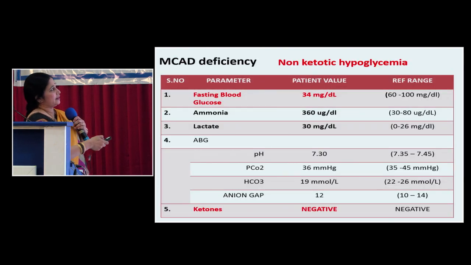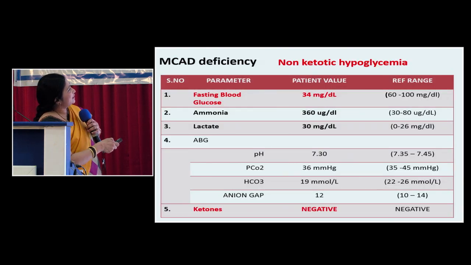So this is the last slide. Here, in GALAC, what do you find? Blood glucose is decreased. And what is the other parameter you find here? Ketone bodies are negative. That is the main thing you see here.